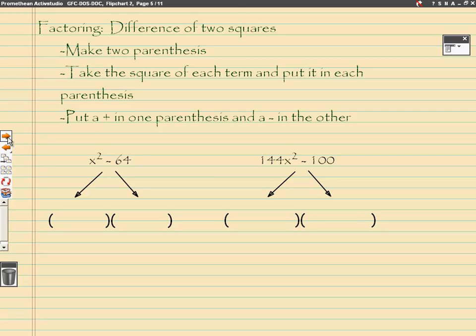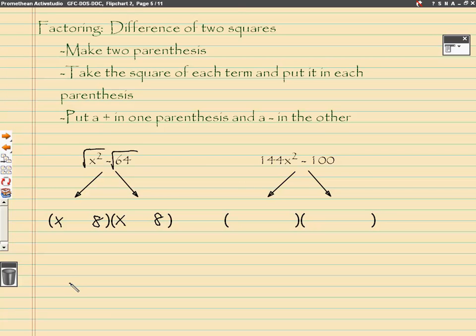So first, let's do the squares. And to do the squares, you're really going to take the square root. If I take the square root of x squared, I get x, so I put an x in both parentheses. Then I do the square root of 64. The square root of 64 is 8. Basically what I'm trying to do is figure out what times itself will give me 64. 8 times 8 is 64.